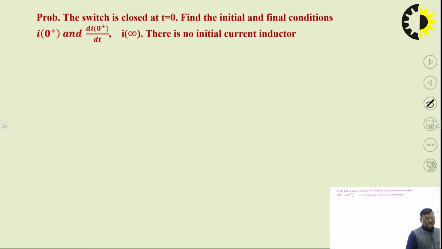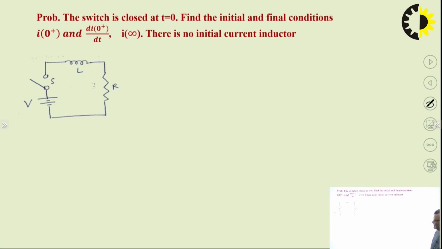Now we go through some problems, and the first problem is: the switch is closed at t equal to 0. Find the initial and final conditions, that is i(0 plus), di(0 plus) upon dt, meaning the first derivative of the initial current, and i(infinity), that is the steady state or final current. It is given that there is no initial current through the inductor, so i(0) is 0. This is the given circuit.